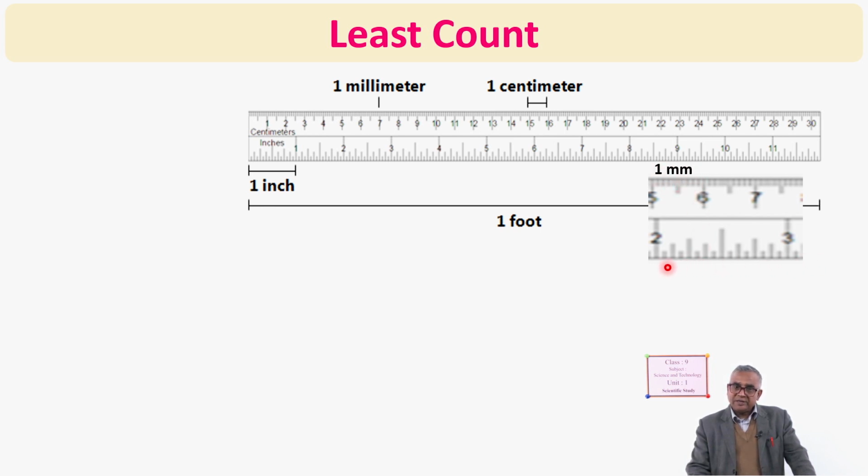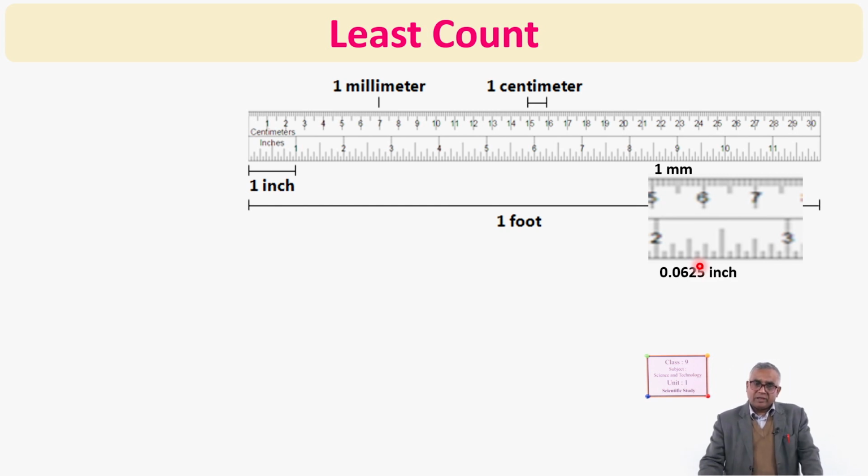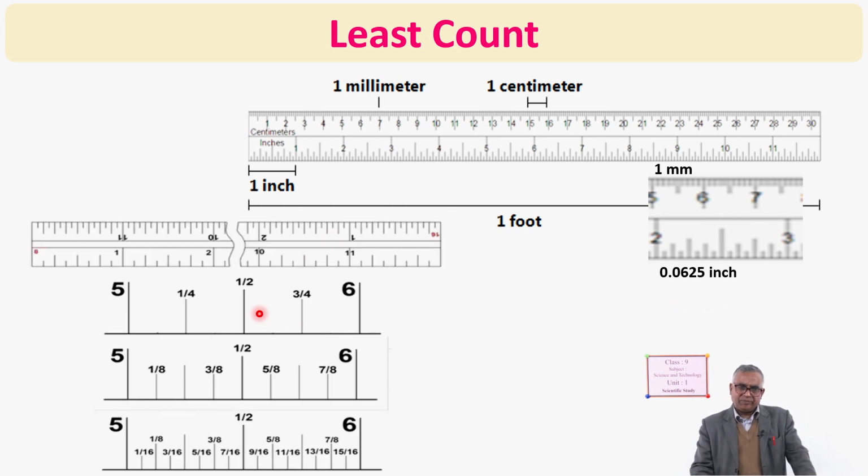And here how many segments are in between 2 and 3? It will be a little bit difficult. Here you can see that there are 16 segments: 1, 2, 3, 4, 5, 6, 7, 8, and 8 here also, counting 1 to 16. So, when 1 inch is divided by 16, you will get 0.0625 inch.